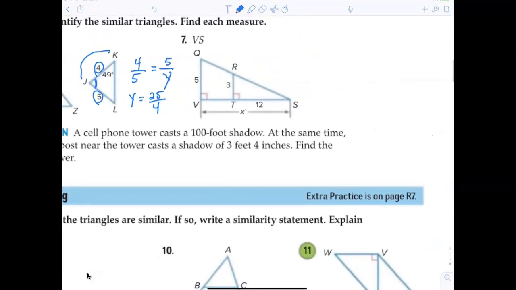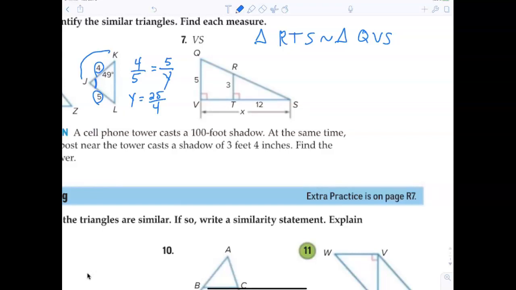All right. Now, for number 7, these are the ones that cause problems because they're overlapping. So we're going to start with RTS. Triangle RTS is similar to what? Say it. QVS. That is correct. That was pretty easy, right? Now I can look at X and say it's obviously 20. Can I look at that and say that's obviously 20?